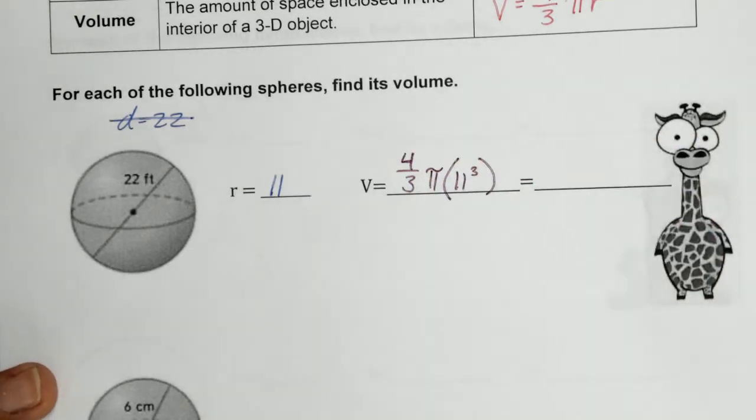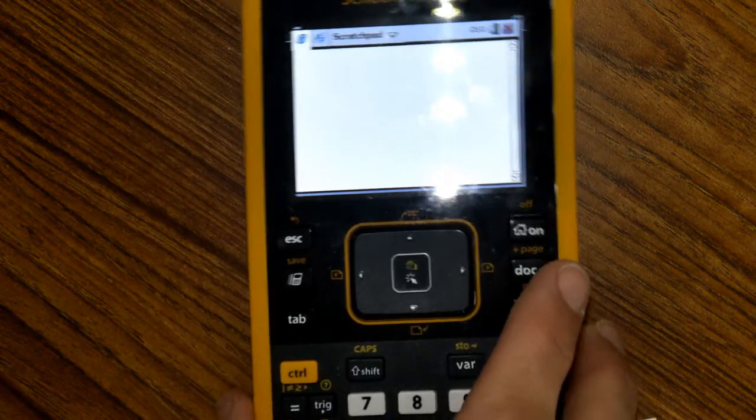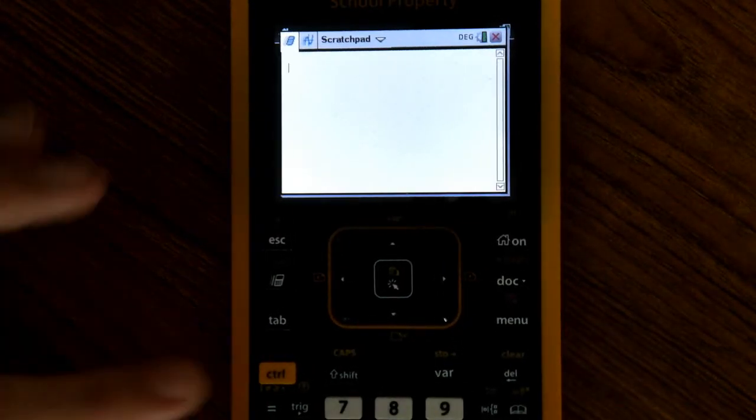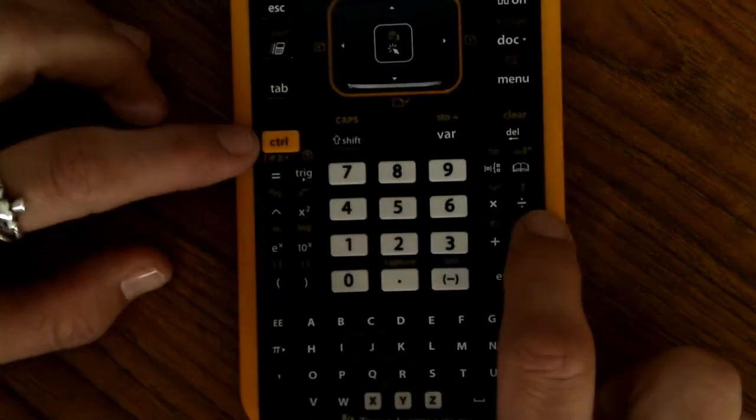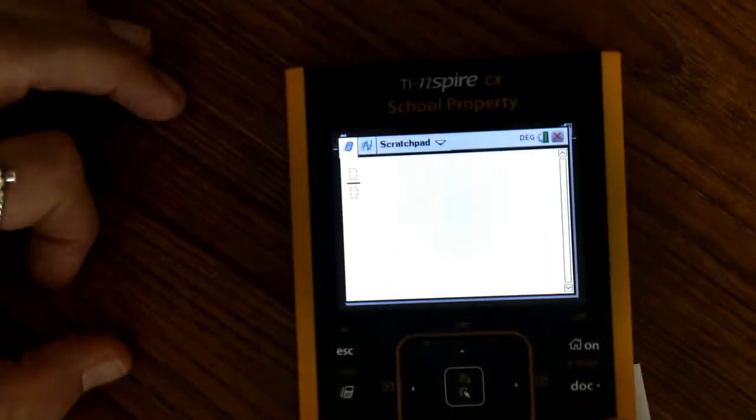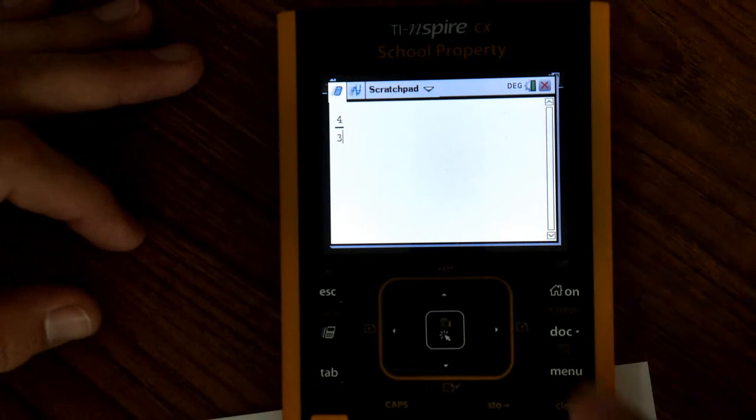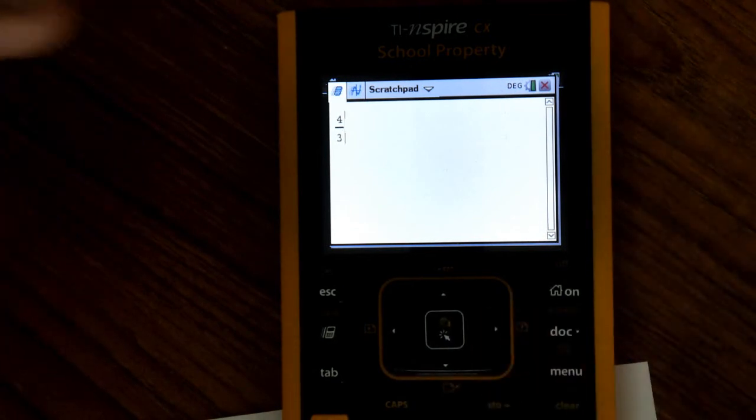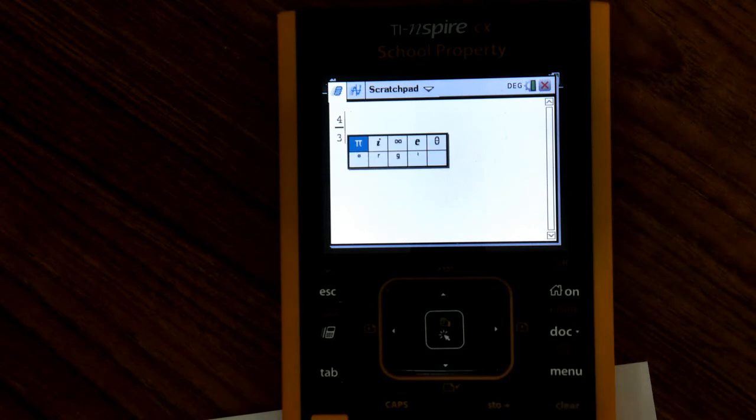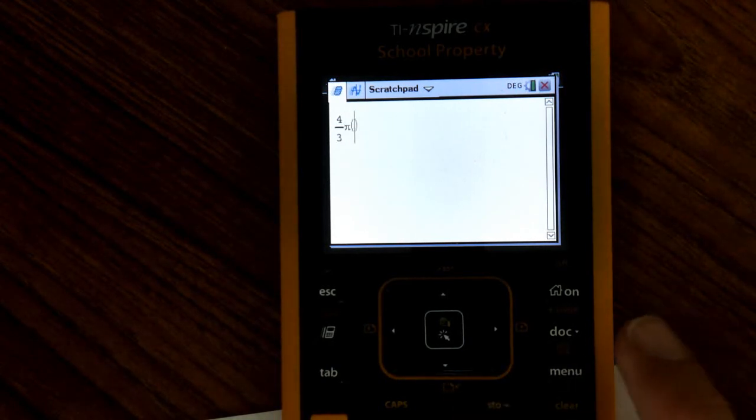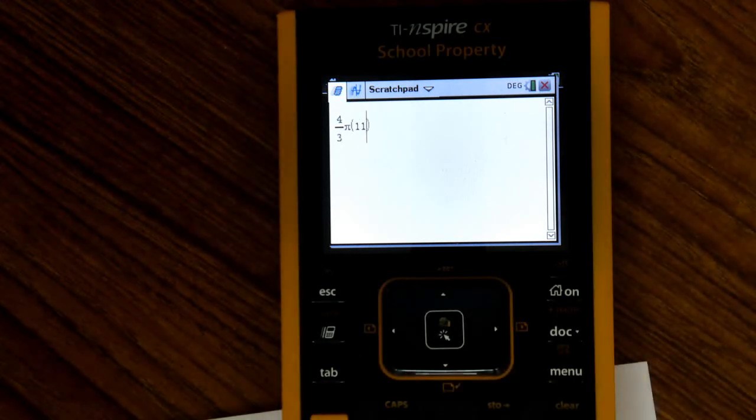So let's see how to do this in the calculator. I'm going to turn this light off so it doesn't reflect so much. What we're going to do is push Control Divide. I know it's kind of dark right here, but that's going to give us our fraction function. We're going to type 4 in the top, scroll down, type 3 in the bottom, scroll over to the right once so you see the big cursor. Now we'll put in our pi. We're going to open up parentheses.